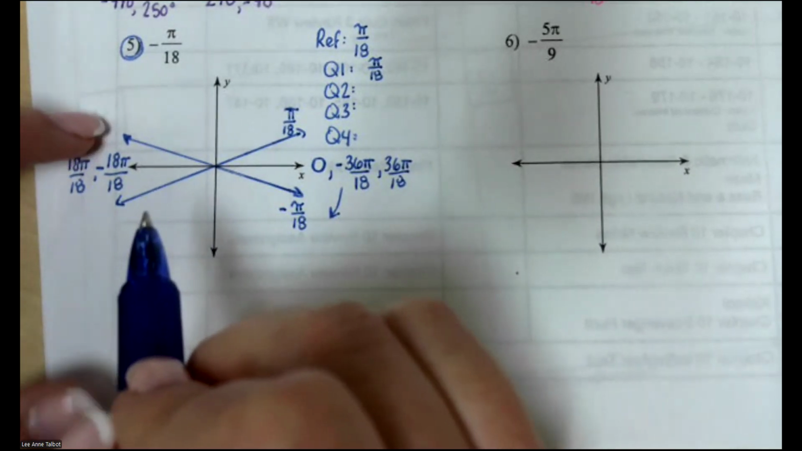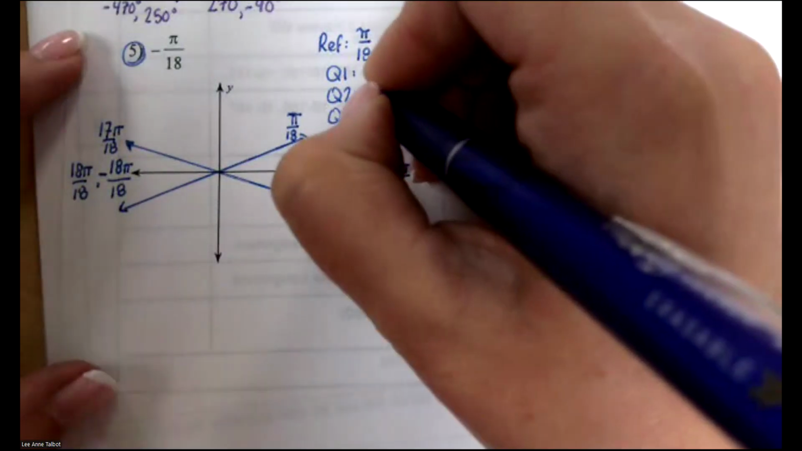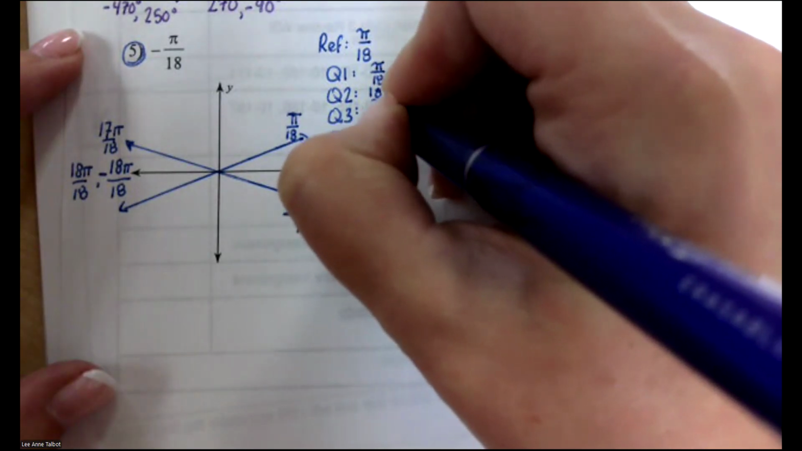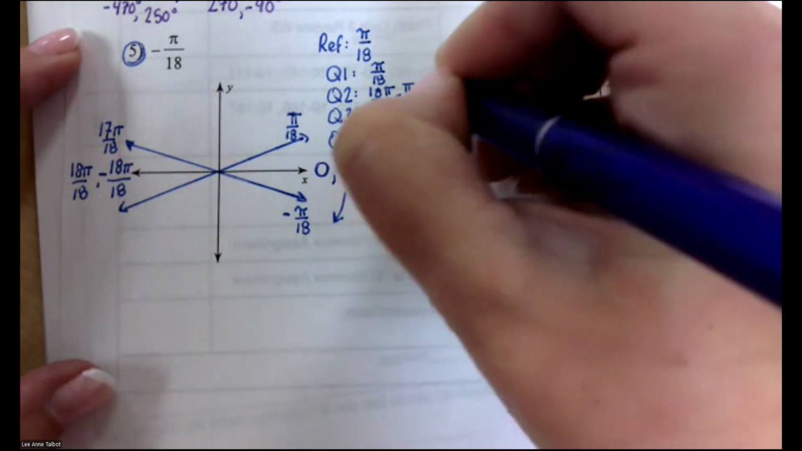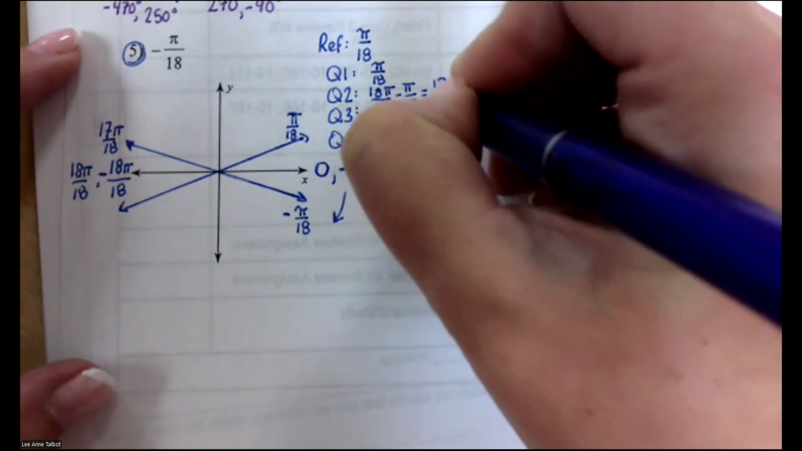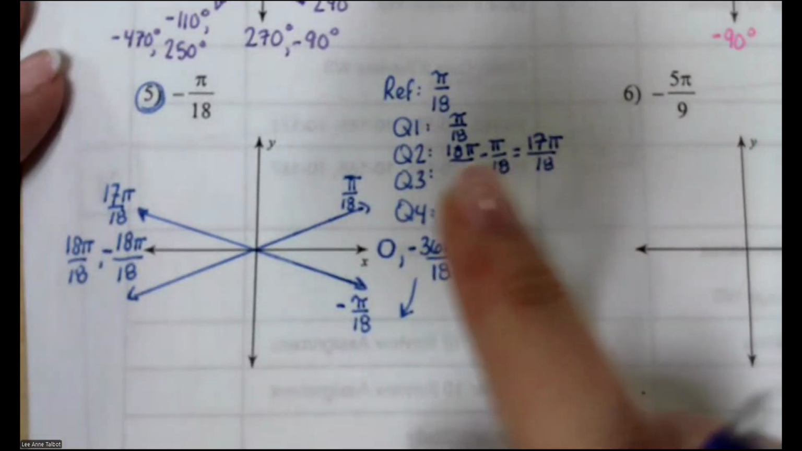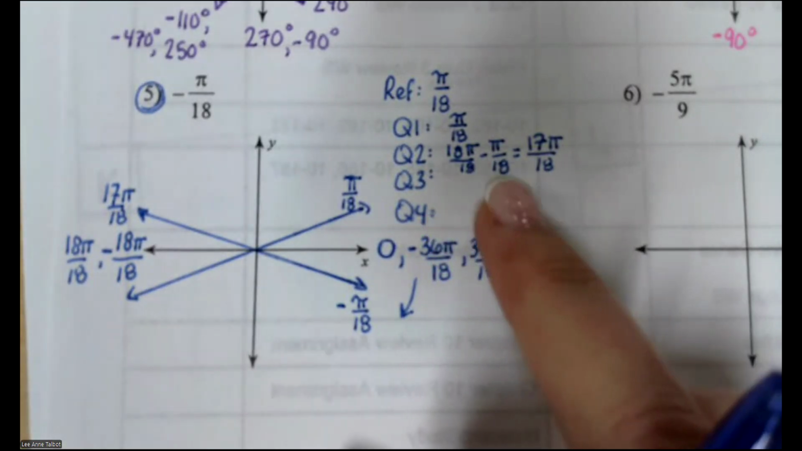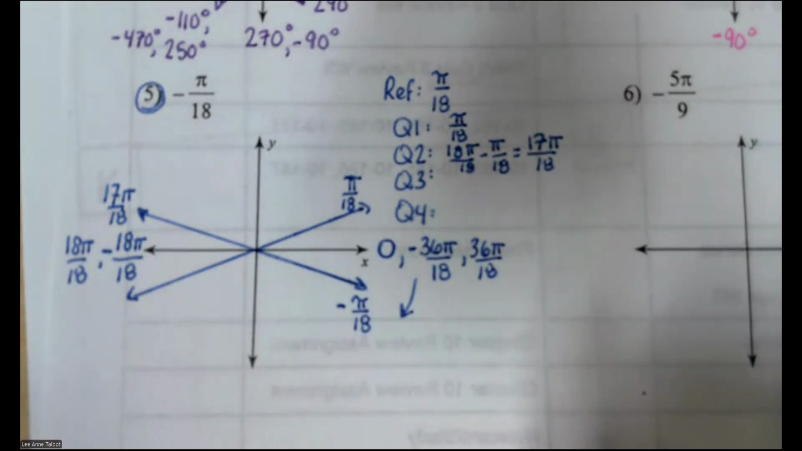So first quadrant is just pi over 18. You just use your common sense. If this is 18, you go one back. What would this one be? Yep. So just for showing my work, you guys see I did 180 minus. Now I'm going to do 180 plus. So 18 plus 1.